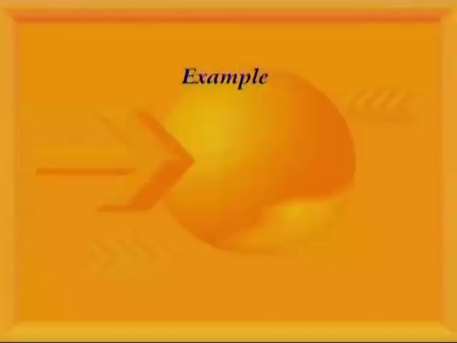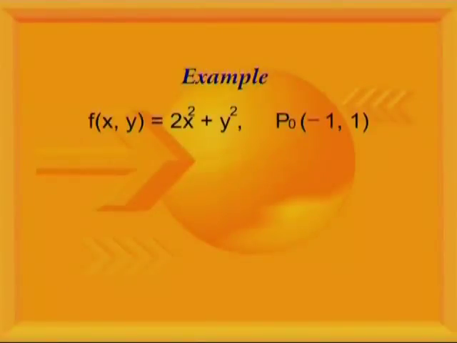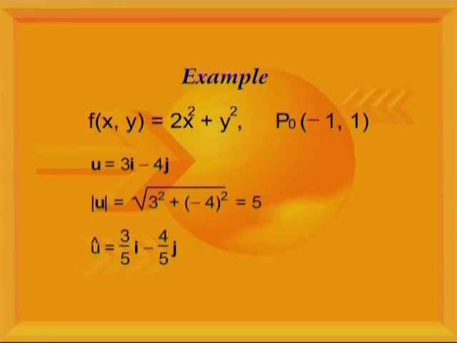The function is f(x, y) equals 2x squared plus y squared, and the given point is P naught having coordinates (-1, 1), and the given direction is the vector u, which is equal to 3i minus 4j.